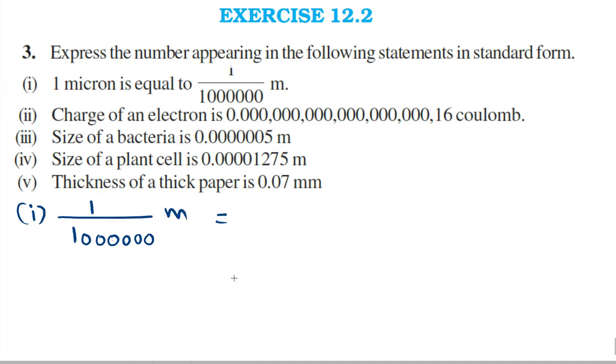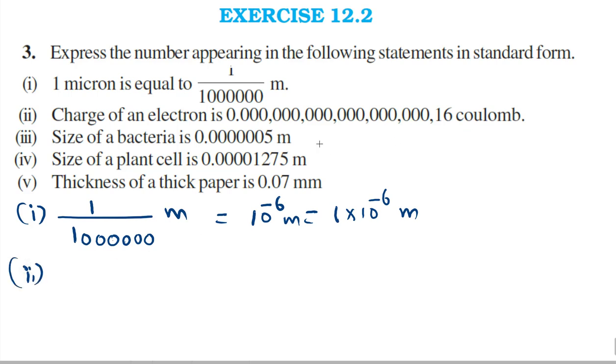Similarly, suppose we have 1 by 1000. Then we write this as 10 to the power of negative 3. So 1, 2, 3 zeros we have, and we got negative 3 in the exponent. In the same way here also we have 6 zeros, so we write 10 to the power of negative 6. We can write this as 1 times 10 to the power of negative 6 meter. This is in standard form. Now second one.